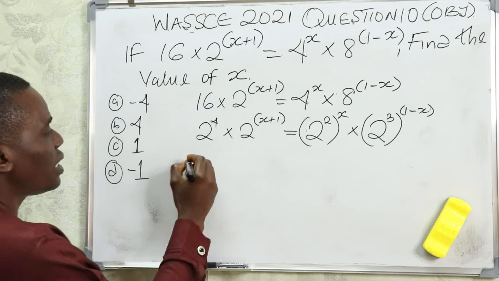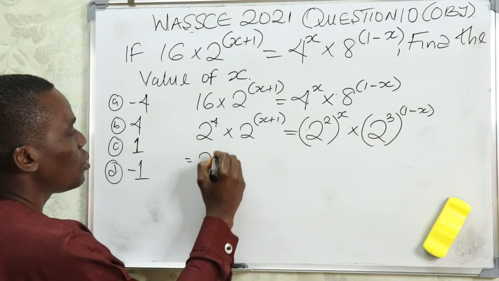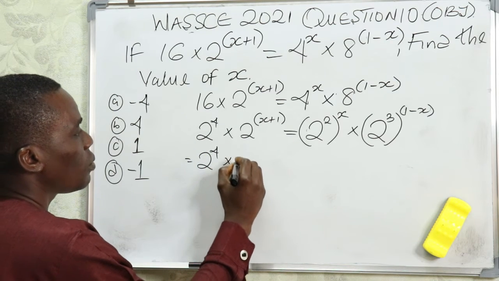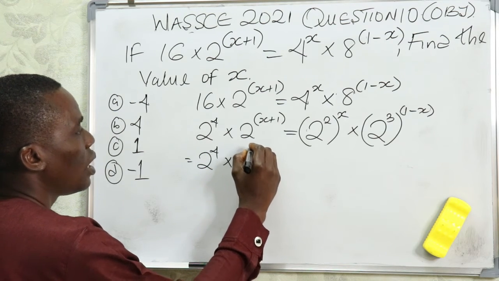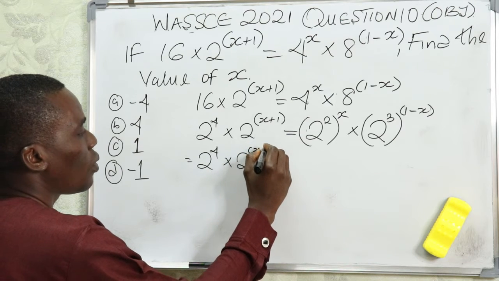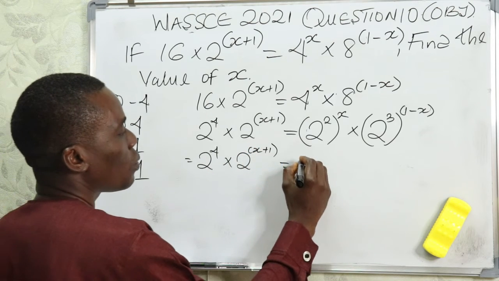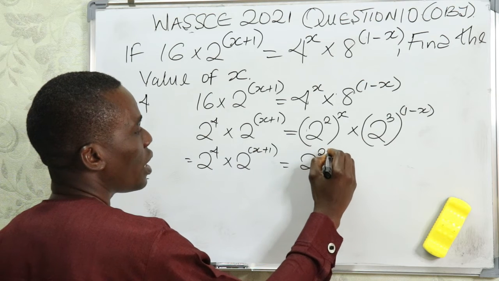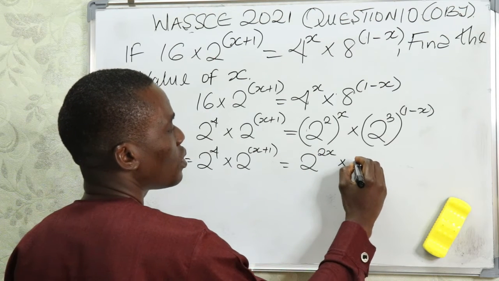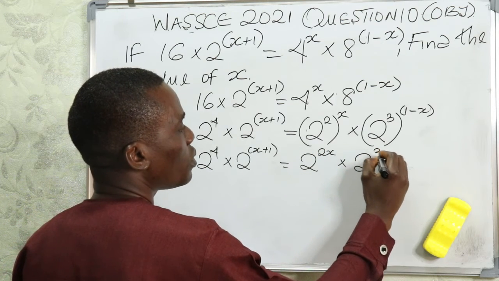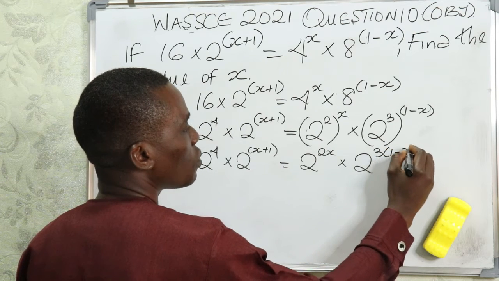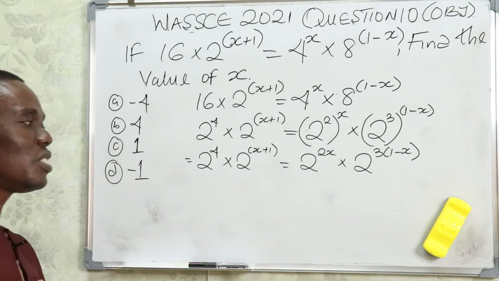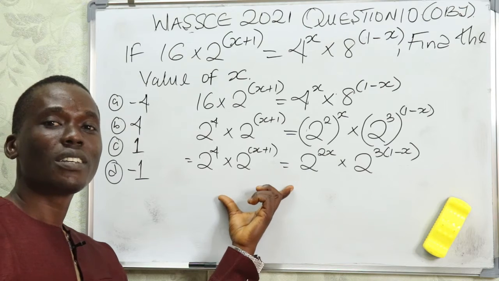So if we simplify this, we are going to have 2 raised to power 4 times 2 raised to power bracket x plus 1 equal to 2 raised to power 2x times 2 raised to power 3 into bracket 1 minus x. So you see, everything now has a common base.